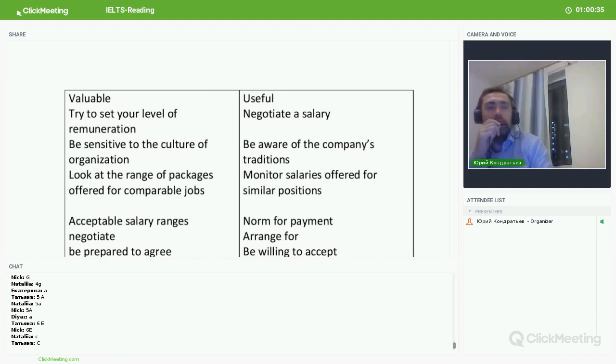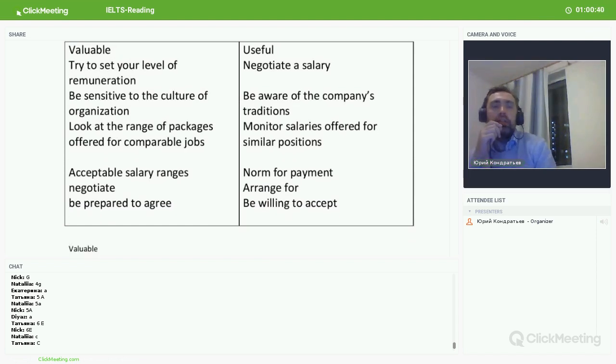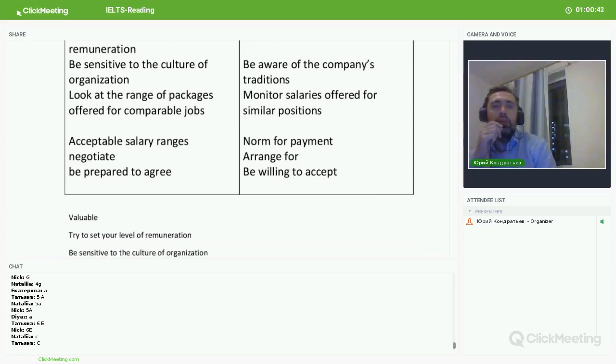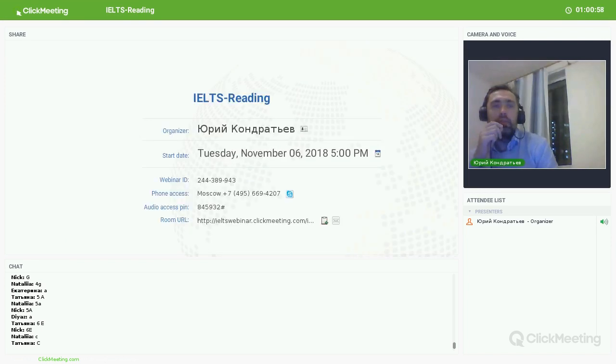So valuable, useful, to try to set your level of remuneration, that's negotiate a salary. Be sensitive to the culture of organization. Be aware of the company's traditions. Look at the range of packages offered for comparable jobs. Monitor salaries offered for similar positions. Acceptable salary ranges, norms for payment. Negotiate, arrange for. Be prepared to agree. Be willing to accept. Right. Let's try to do one more.